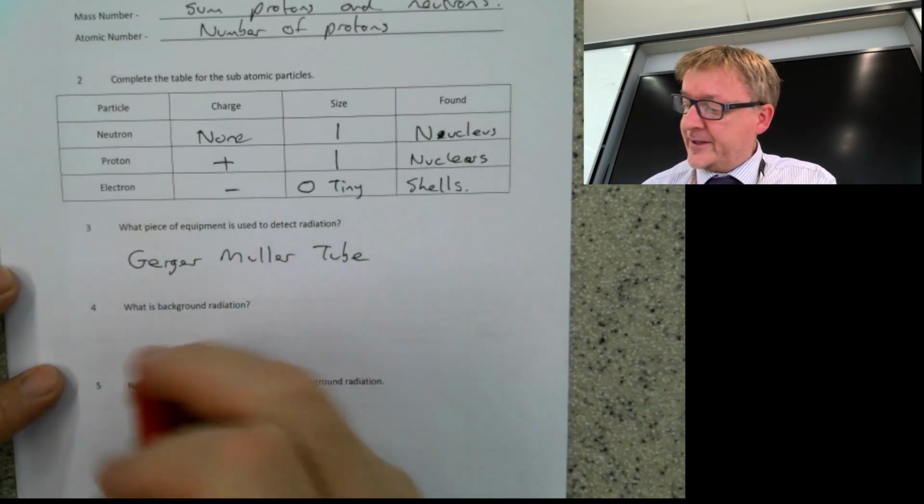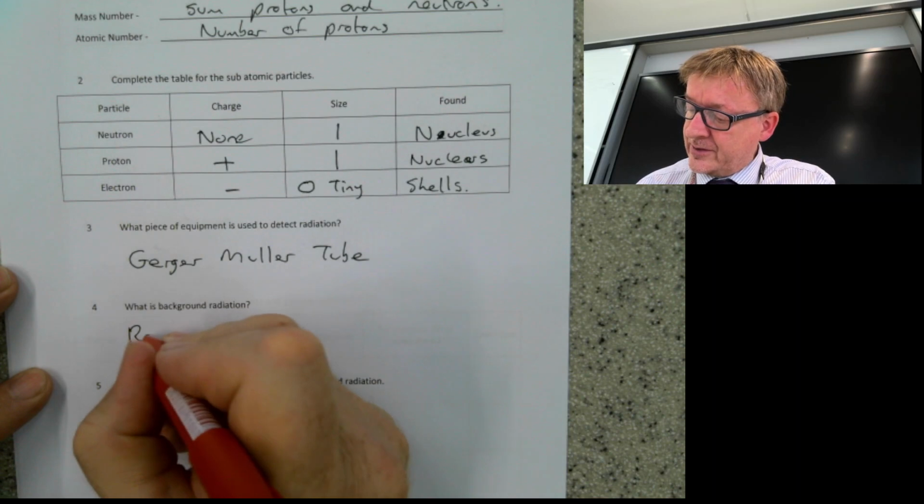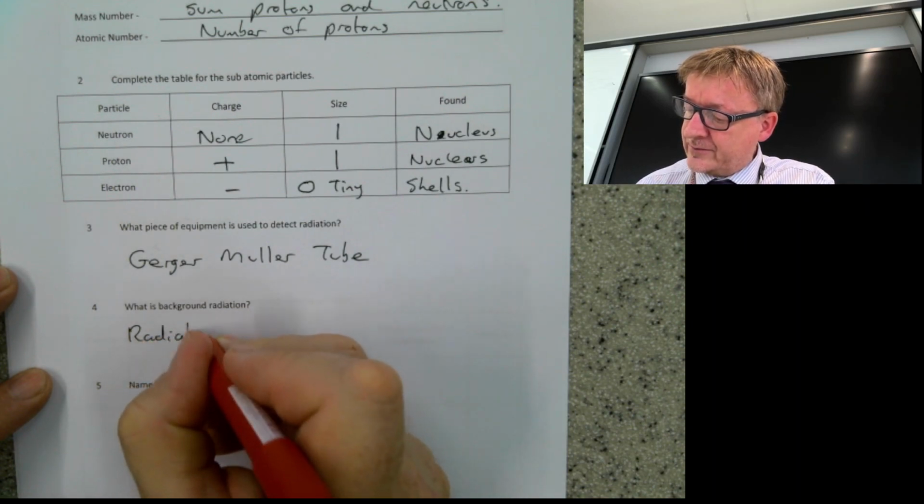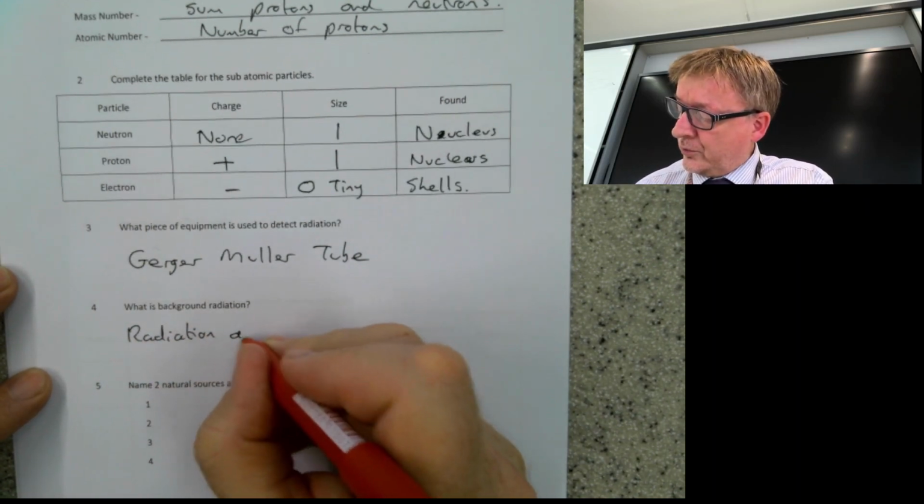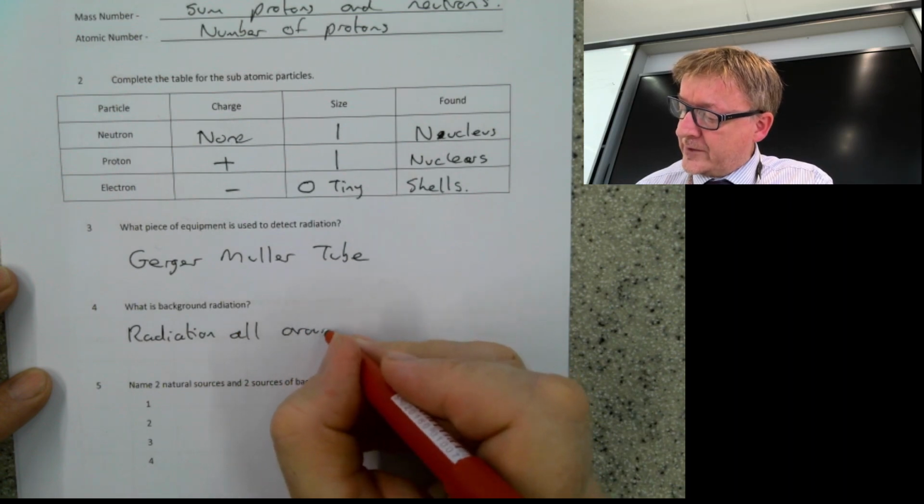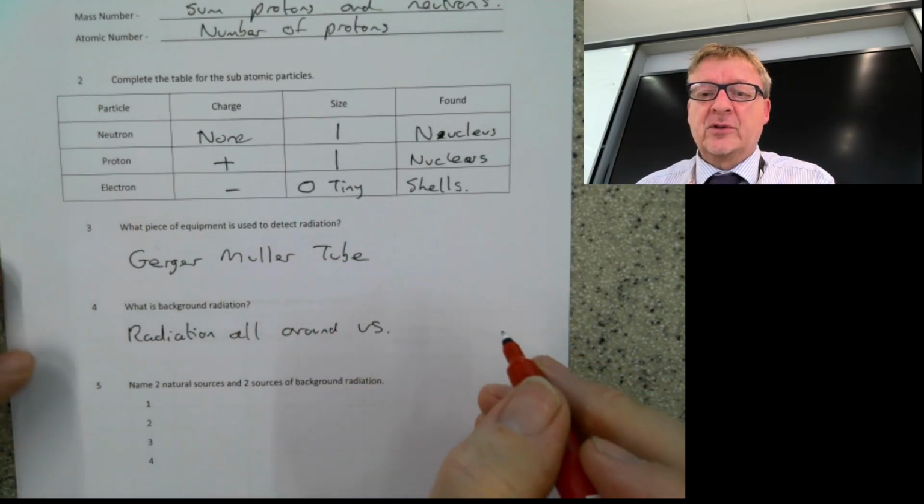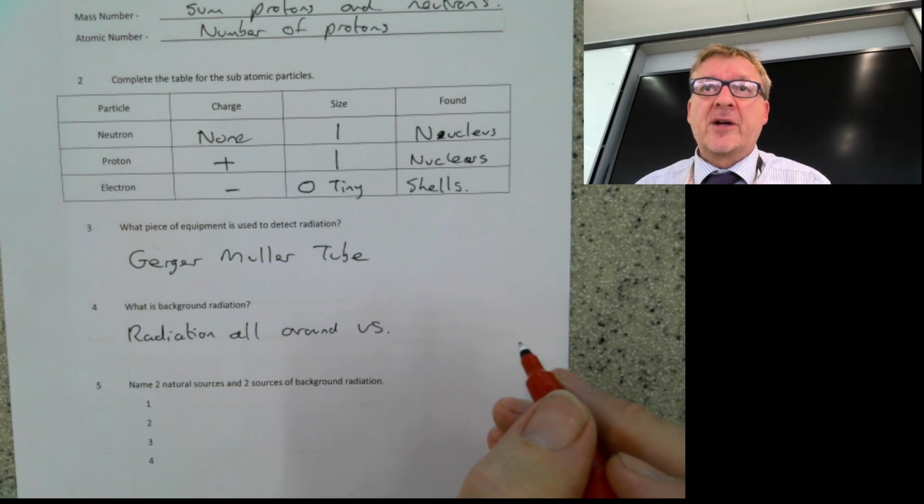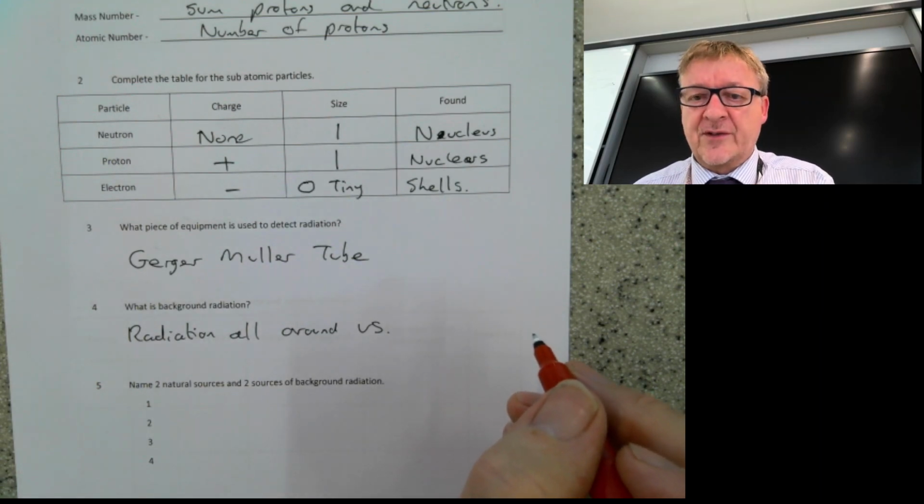What is background radiation? Background radiation is the radiation all around us. So for example, I'm sitting in this room here and I'm getting bombarded by radiation, all right, but it's just very, very low levels of it.